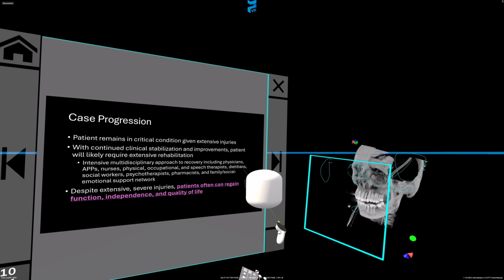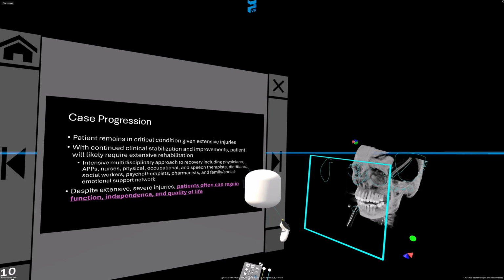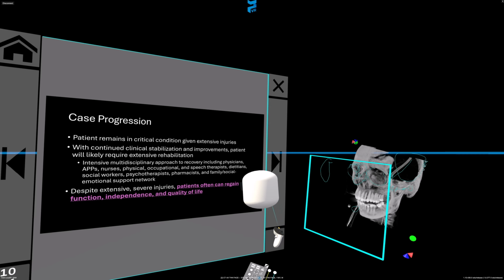As you can see, this is an incredibly complex and wide-reaching team, but it's so important that patients that have experienced catastrophic illness and injury have all of the supports that they need in place to succeed. And despite extensive severe injuries, patients often can regain function, independence, and quality of life.